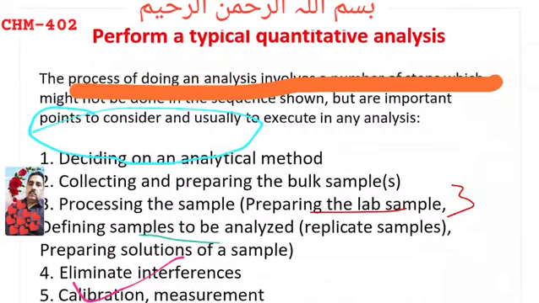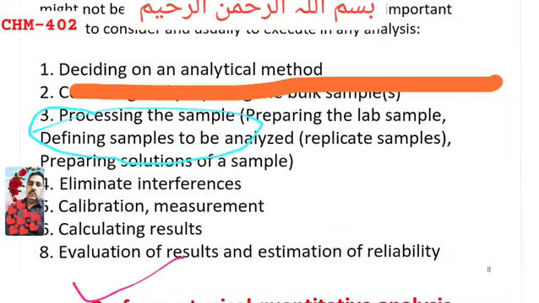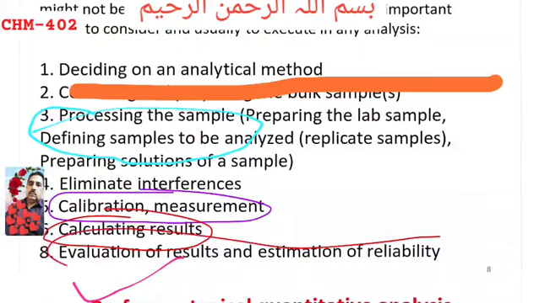Fourth one is defining the sample to be analyzed, and elimination of interference. The fifth and most important one is the calibration of the measurement, then calculating the result and calculating the estimate of reliability of the result. These are the various steps we do in a typical analytical analysis.